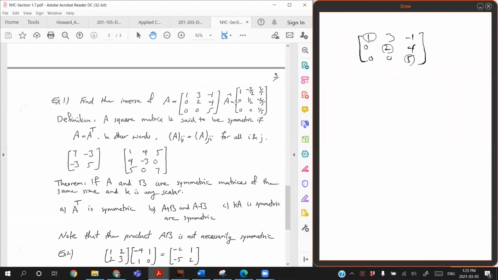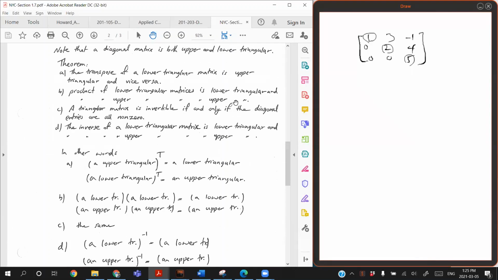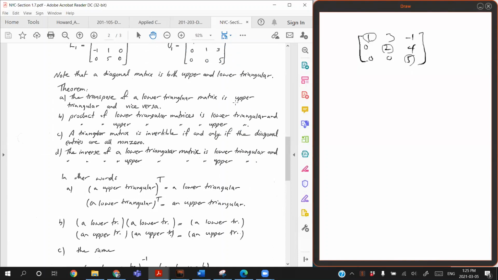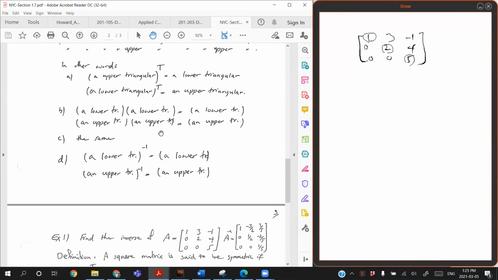Sir, I had a question. Yes? On point C, it says that it's invertible if the diagonal entries are all zeros. Non-zeros. Oh, my bad. I misread that. Okay, thanks. No problem.